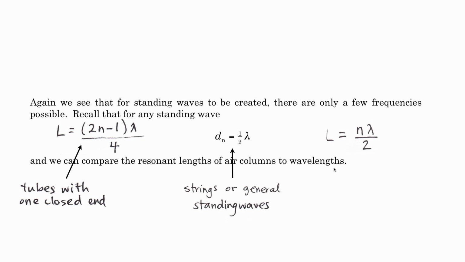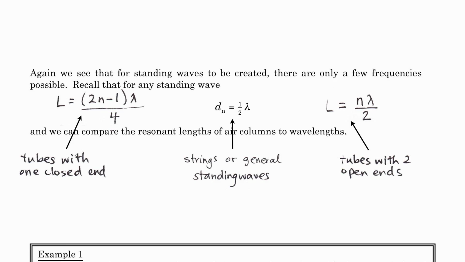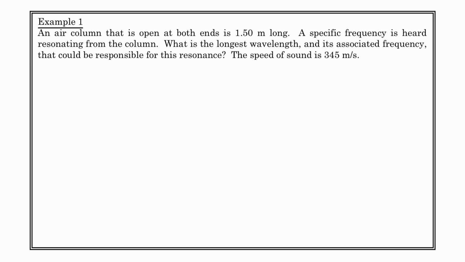Over here, I get L equals n lambda over 2, and this is basically used for tubes that are open at both ends. So I've added some formulas, and now we need to see how we use them. So let's take a look at an example.